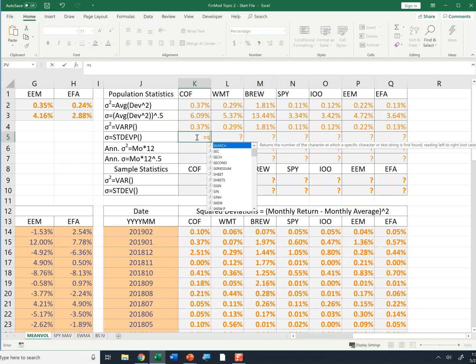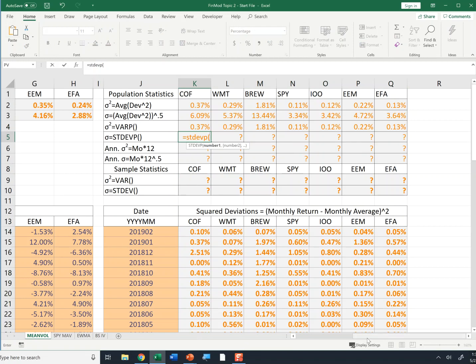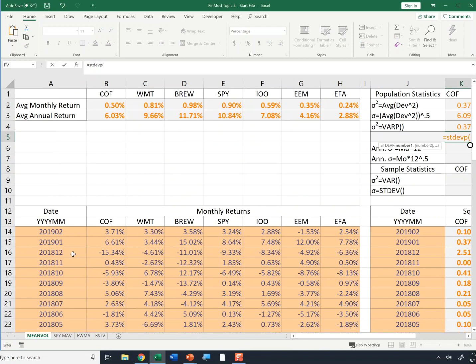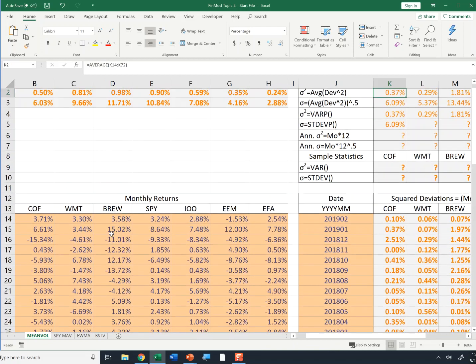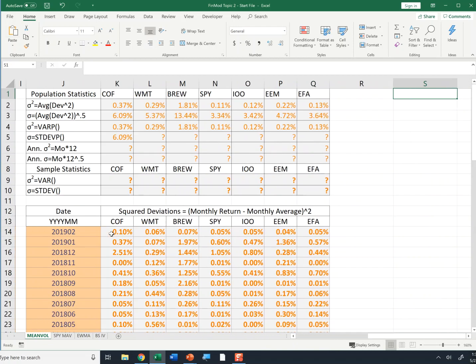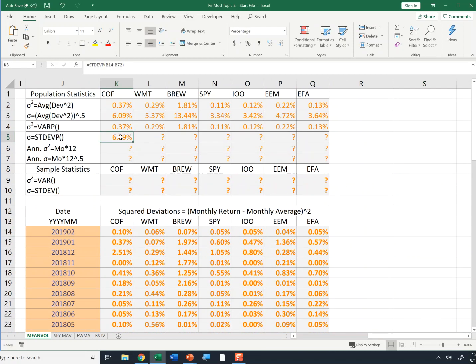And I can use equals STDEVP, that's the population standard deviation, of the Capital One original returns. Control Shift down. And I get the same value as before, the 6.09%. I can copy that across.